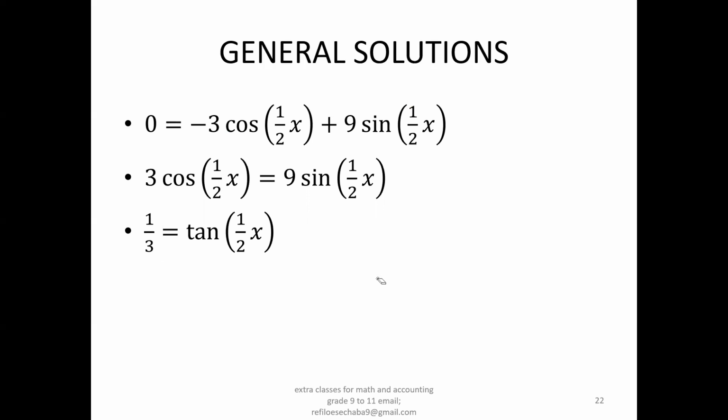Yes. And what would you do next? I'd say x equals to... No, a half x equals to tan, tan a third. And when you find the inverse tan of 1 over 3, what did you get? You will get 18,43, right?